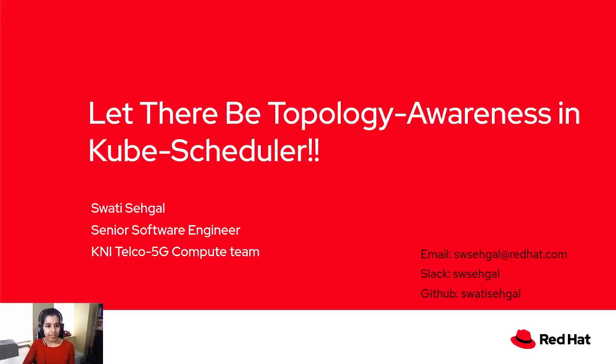My name is Vati Sehgal and I'm a senior software engineer and work for the Telco 5G compute team in Red Hat. My team and I have been working on enhancing Kubernetes and OpenShift to deliver leading edge solutions and innovative enhancements across the stack. Our goal is to enable customers and partners to run high throughput and latency sensitive cloud native networking functions on OpenShift.